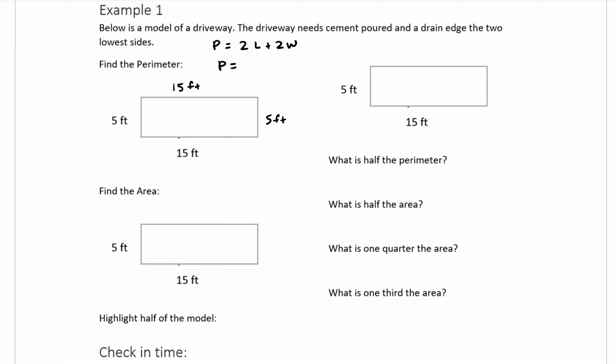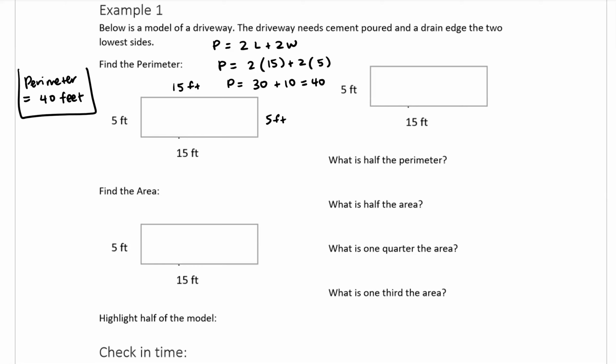So perimeter is equal to 2 times 15 plus 2 times 5. And if we simplify that, we get 2 times 15 is equal to 30, and 2 times 5 is 10. And if we add those, we get 40. So the perimeter is equal to 40 feet. So I will just box that.